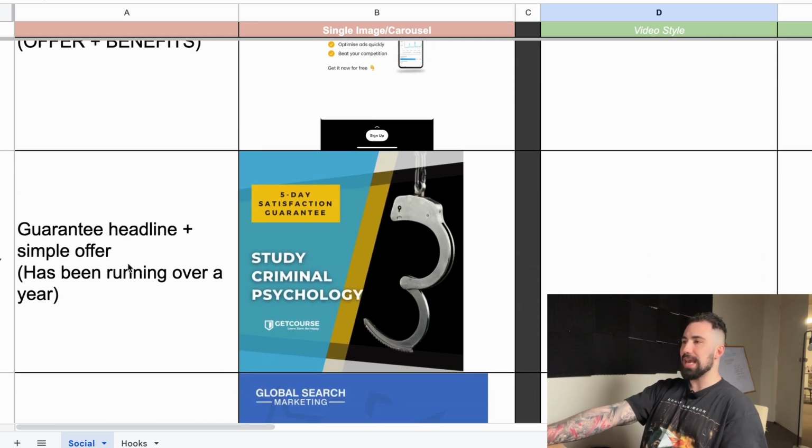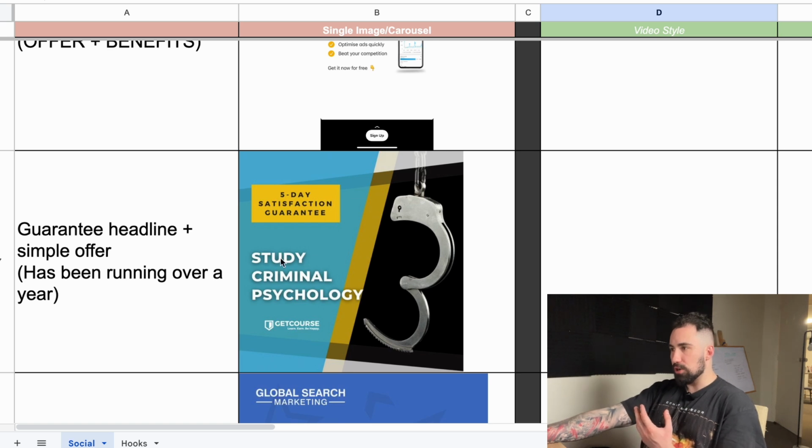We have a guarantee headline and a simple offer. Has been running over a year. So, 5 days certification guarantee. This is good. Study criminal psychology. Bam. Straight offer and great imagery, like, not amazing. You can do it on Canva in literally 10 seconds, but the core elements are there.